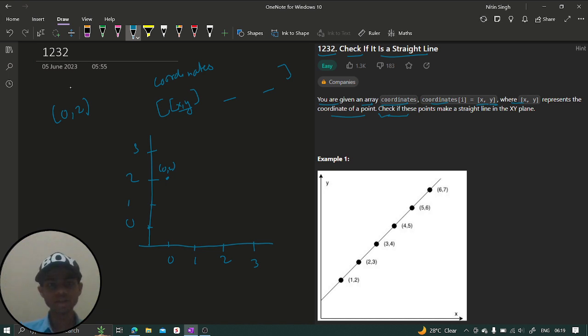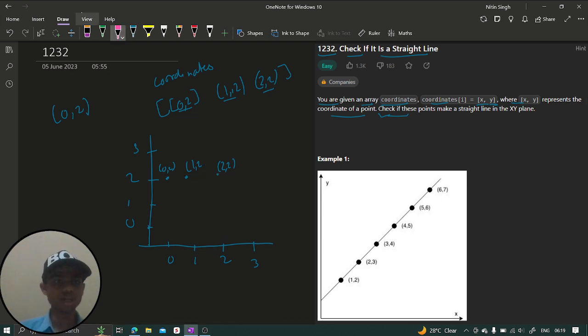So here, if I just assume this, I have told you already, this is 0 comma 2, and let's assume this is 1 comma 2, and this is 2 comma 2. If I draw all these, this will come here, 1 comma 2, and this will come here, 2 comma 2. If you notice, these three points, meaning this array, I have drawn all the elements, all the coordinates, on this xy plane. Now this is making a straight line. So this is true. We are going to return true because these are making a straight line.